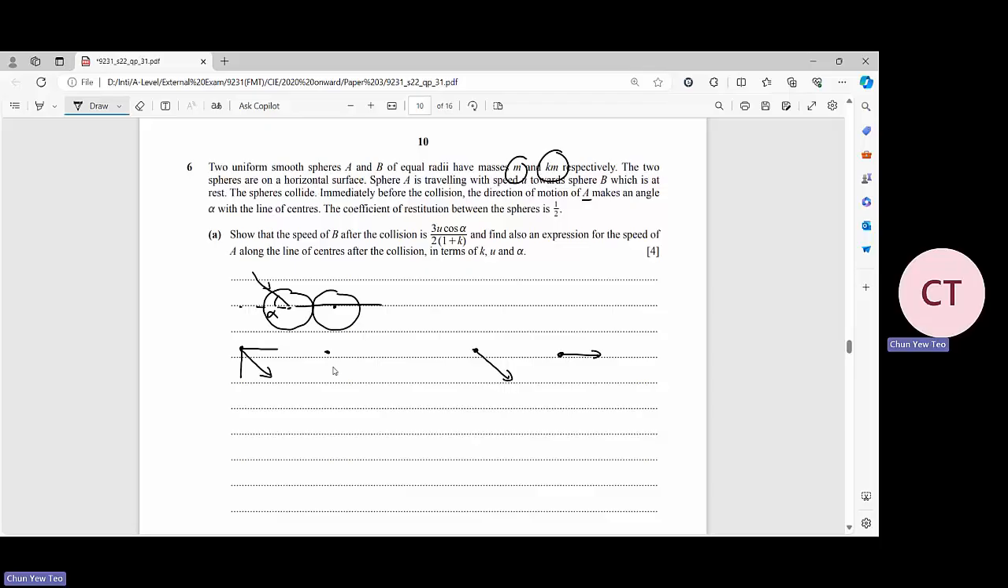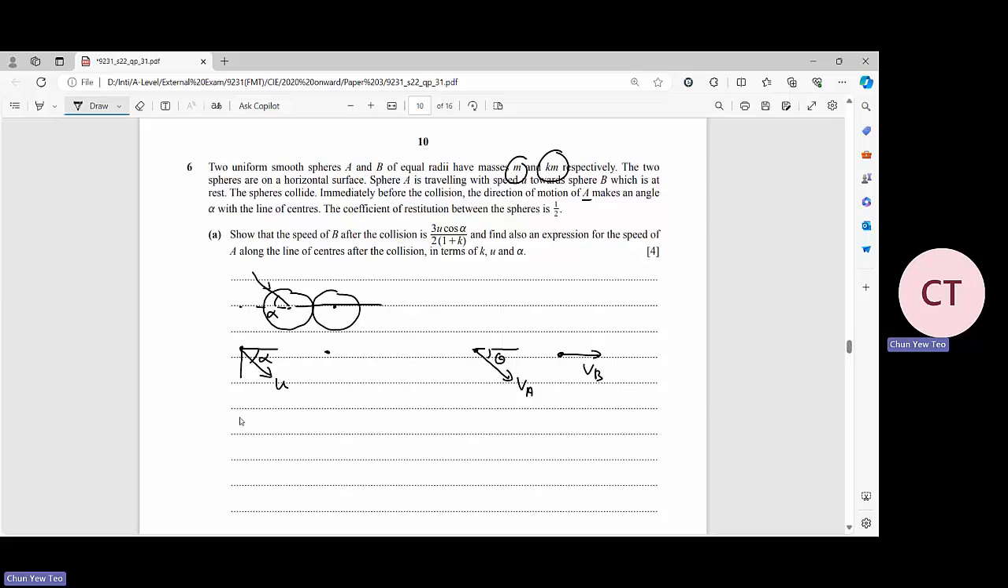B is at rest at the beginning. So after the collision, it will be moving horizontally. So this one will be your VB. This will be your VA. At the beginning, your A makes an angle alpha with the line of centers. This is U. Then after the collision, I do not know the angle, so I call it theta. Okay, this is what we have.